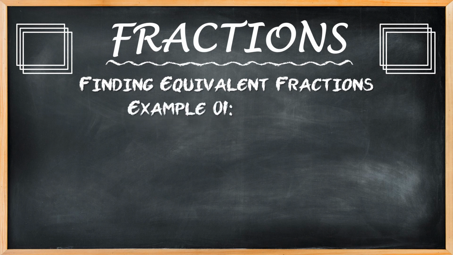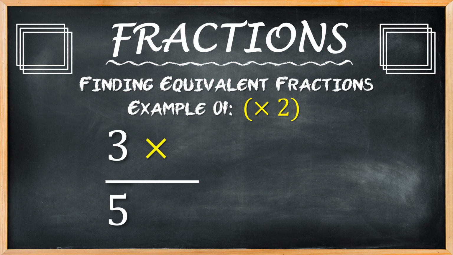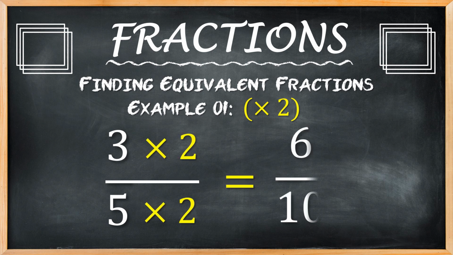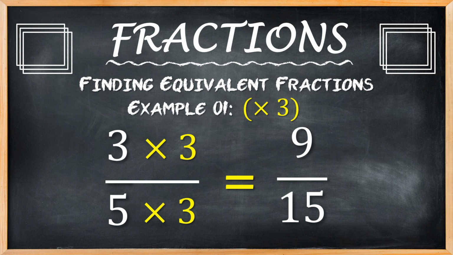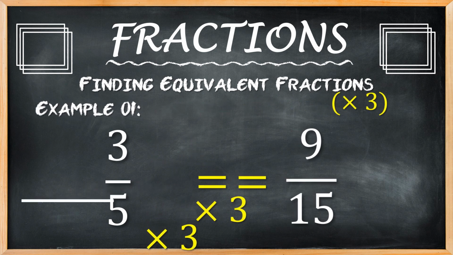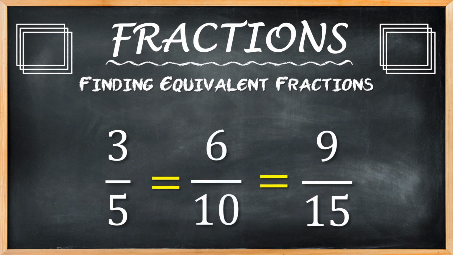Example 1. Find two equivalent fractions for 3/5. Step 1. Choose a number to multiply both the numerator and denominator. Let's multiply by 2. 3 times 2 over 5 times 2 equals 6/10. Step 2. Repeat with another number. Now, multiply by 3. 3 times 3 over 5 times 3 equals 9/15. So, 6/10 and 9/15 are equivalent to 3/5.